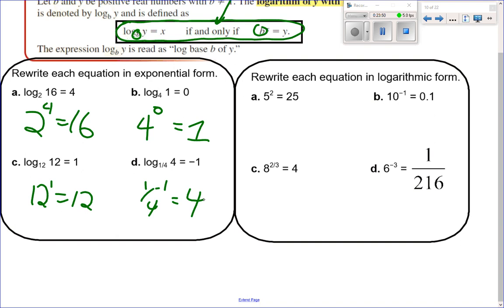Logarithmic to exponential. Now exponential to logarithmic. 5 to the second equals 25. What's the base? 5. Log base 5 of 25 equals 2. You need to be able to do these conversions with no issues before you walk into class tomorrow. Log base 10 of 0.1 equals -1.